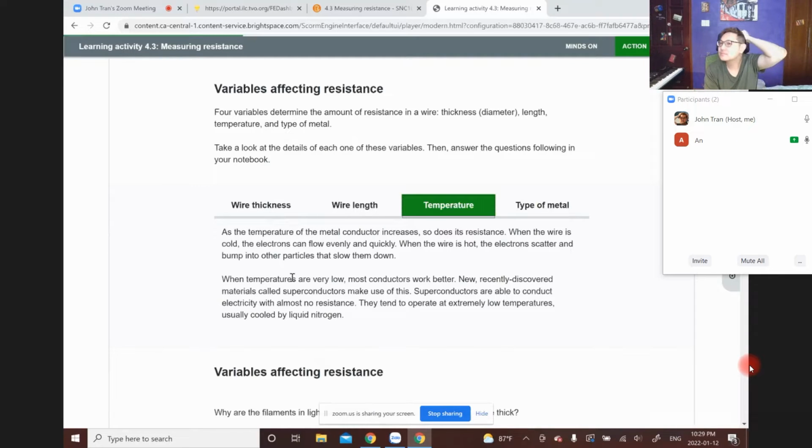When temperatures are very low, most conductors work better. Recently discovered materials called superconductors make use of this. Superconductors are able to conduct electricity with almost no resistance. They tend to operate at extremely low temperatures, usually cooled by liquid nitrogen.